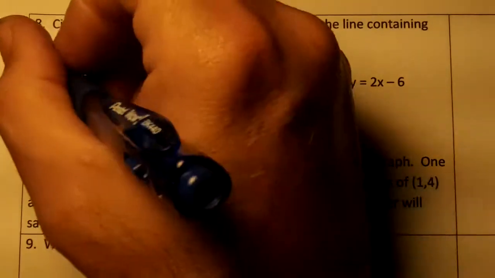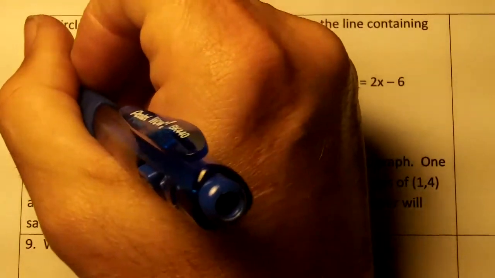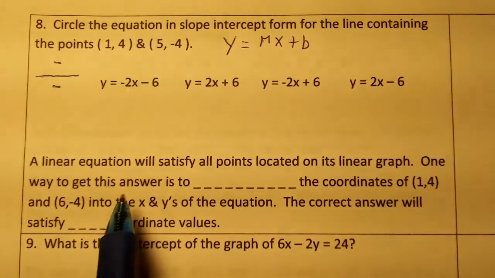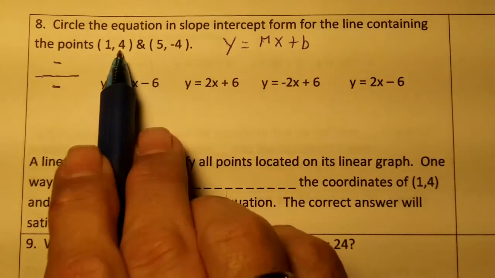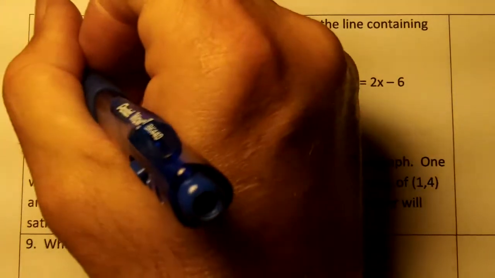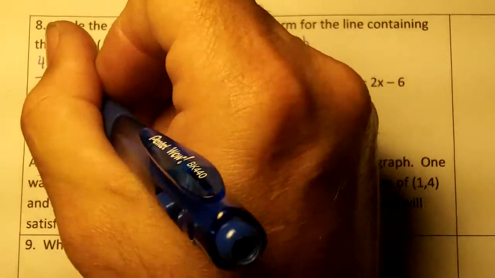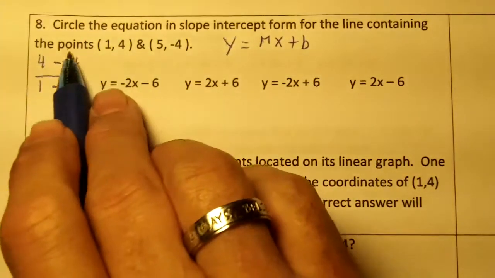We know that the slope is going to be the difference of the y's over the difference of the x's. So draw a fraction bar with two minuses on top and bottom. Put the y's on top, which are 4 and -4. Put the x's on bottom, which are 1 and 5. Use your calculator here if you're weak with your arithmetic.